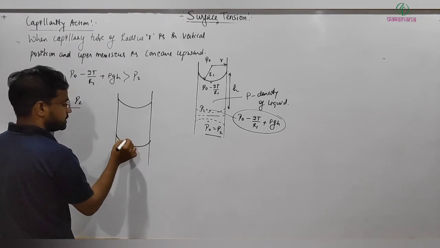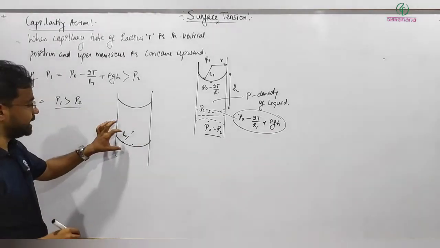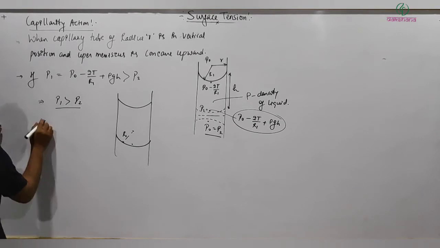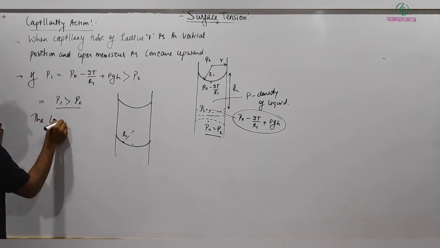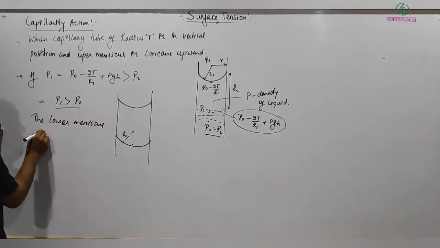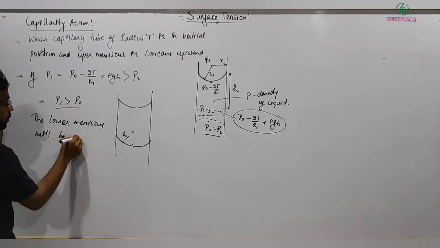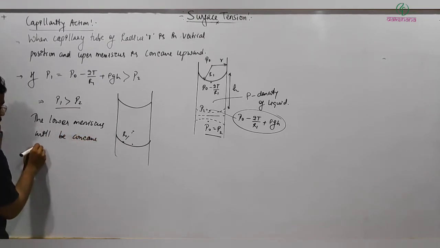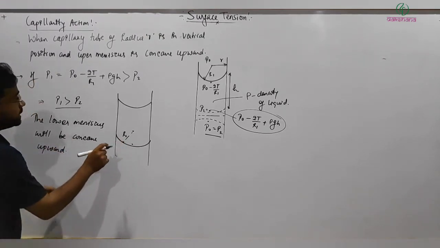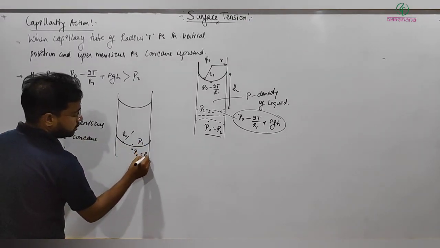With some radius of curvature R2. The pressure on the concave side must be higher. So if this is the condition, the lower meniscus will be concave upward. And the radius I can get: here this pressure is P1, and here it is P2, which is equal to P naught.